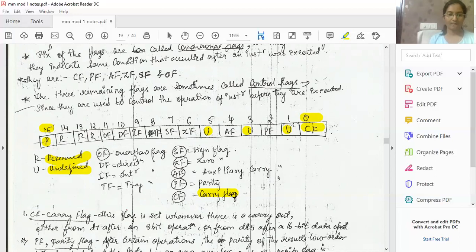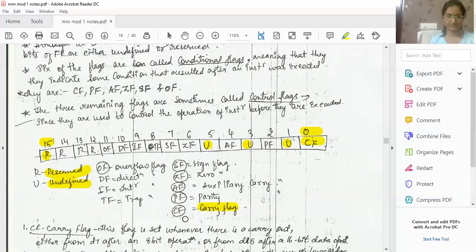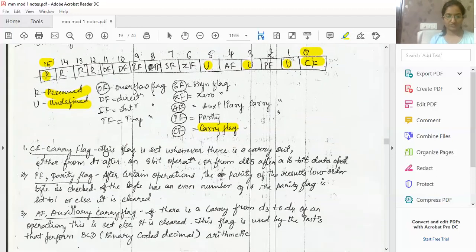Got it? This flag is set whenever there is a carry out. Okay, as you can see here, I've also given the explanation. You can also go through it once. This flag is set whenever there is a carry out, either from D7 after an 8-bit operation or from D15 after a 16-bit operation. If there is an 8-bit operation, then there has to be a carry from the D7 bit. If there is a 16-bit operation involved, then there has to be a carry from the D15th bit. So this is about your carry flag.